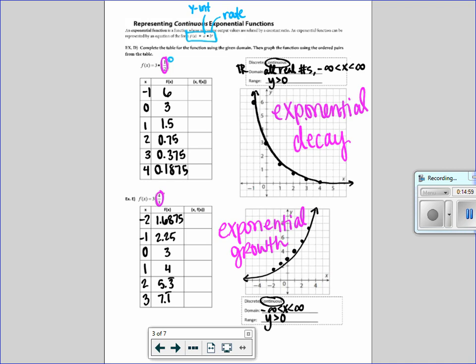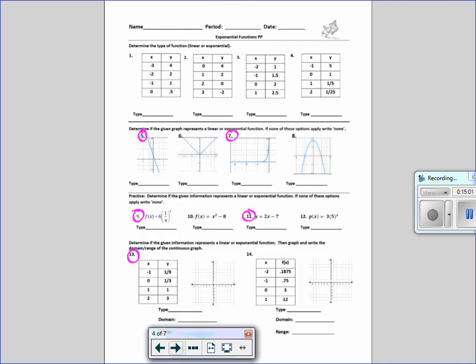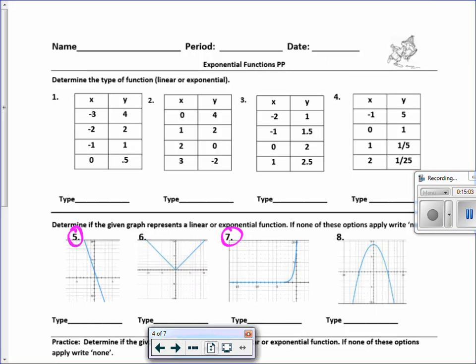Alright, so let's go to the other page now. On this page, we're going to look at the top part, numbers 1 through 4. It's a table, and we're trying to figure out from the table, is it linear or exponential? How are we going to know the difference? If it's multiplying or adding. Right. Is it adding for linear, or is it multiplying for exponential? That's going to give the difference.